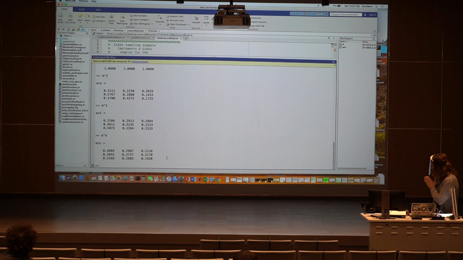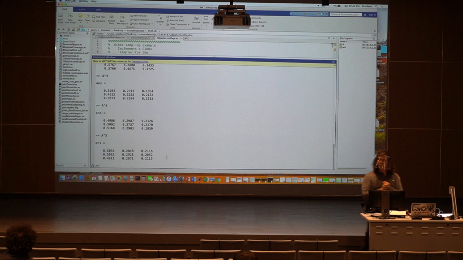Noticing anything? Do this again. It's converging to some fixed value. It looks like it's converging. The rows are converging. Let's speed it up. 10 steps. So those rows are converging.